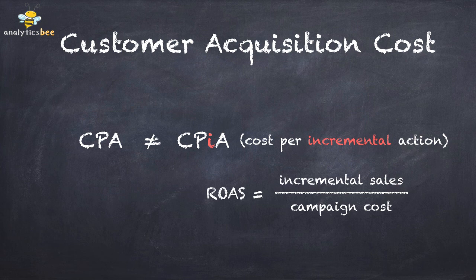This is related to another metric called ROAS, return on ad spend, which can be calculated as the incremental sales driven by the campaign divided by the campaign cost. We will discuss further details about ROAS in other videos.